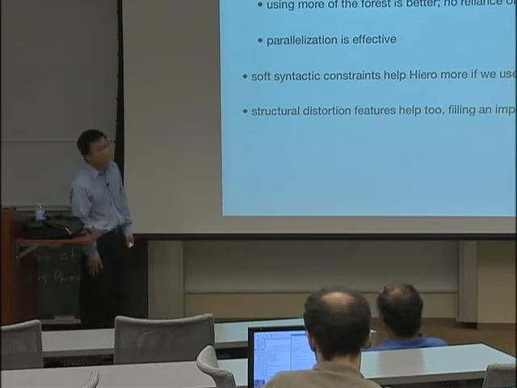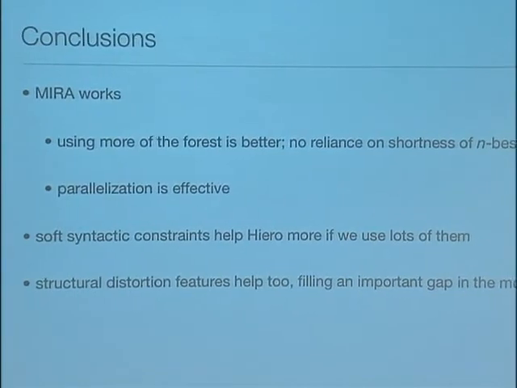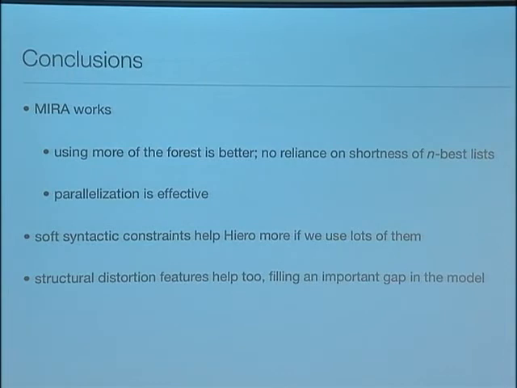Any more questions? All right, so this is just my summary of conclusions. MIRA works. We already knew that from Watanabe 2007, but we've made a couple of improvements. Using more of the forest is better, and that's a good thing. In local updating, one property that I found unappealing is that the more of the forest you use, the worse it could potentially get. But here, apparently, using more of the forest is better. And parallelization works. And these features that we've talked about are interesting in their own right. Soft syntactic constraints help Hiero, which is not a syntactic system, and they help more if we use lots of them. And there's this structural distortion feature, and those help. That was kind of a gaping hole in Hiero, which is now closed.